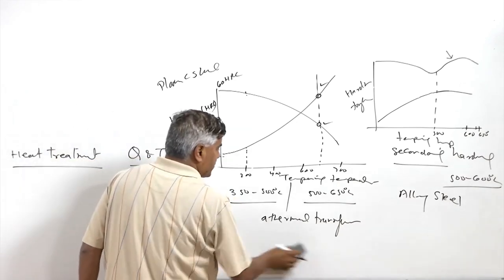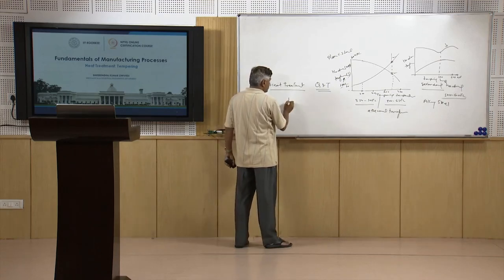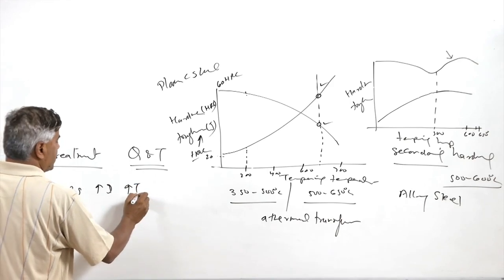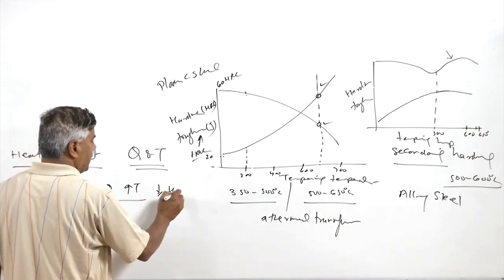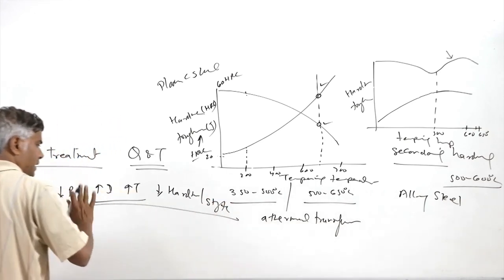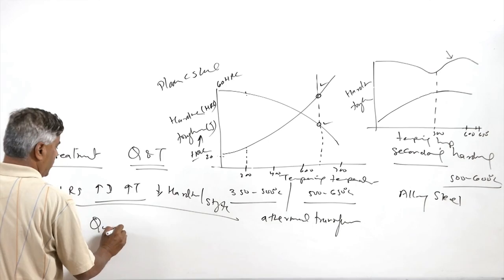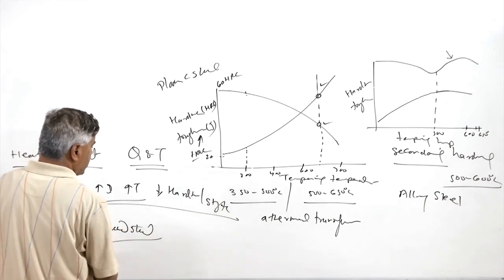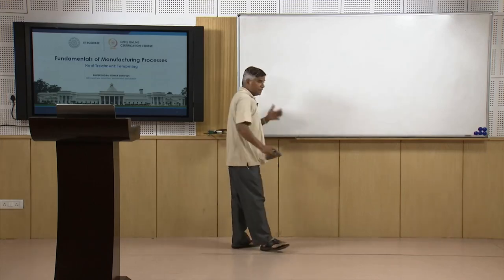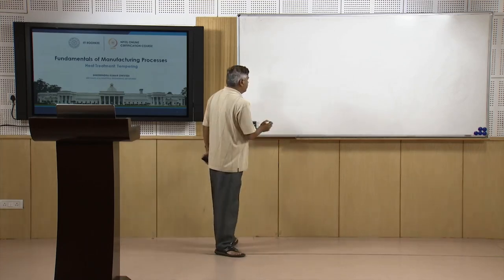So the purpose of the simple tempering is to reduce the residual stresses, increase the ductility, increase toughness with a marginal drop in the hardness and strength. So this is invariably carried out in all hardened and quenched steel samples in order to improve the ductility and improve toughness. There are two additional types of special heat treatment processes.